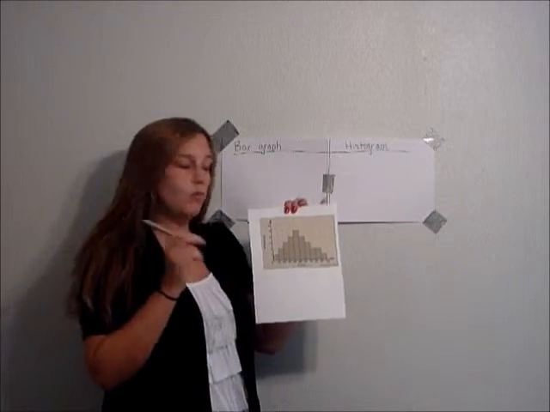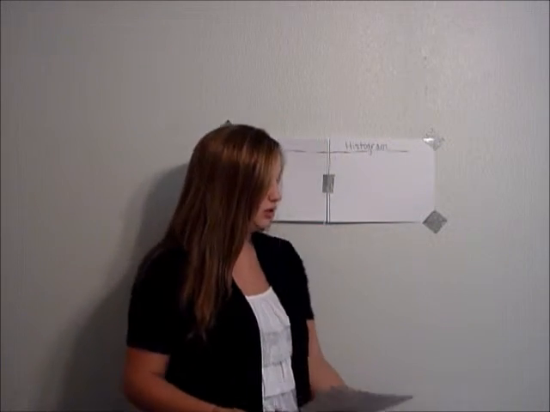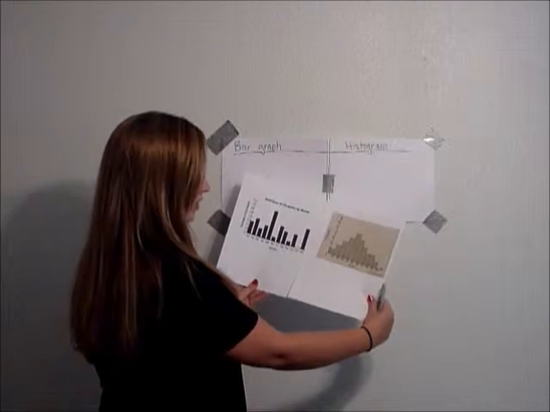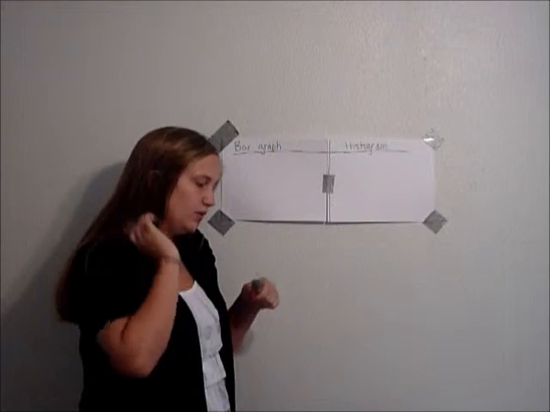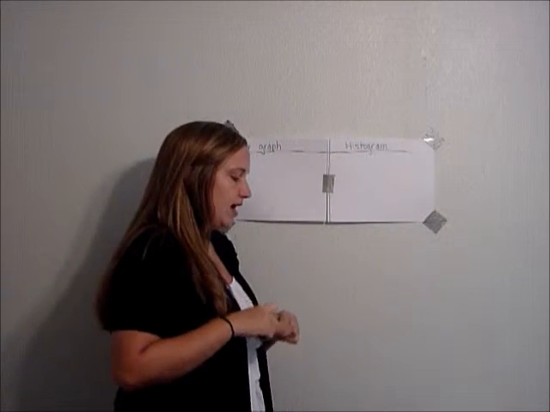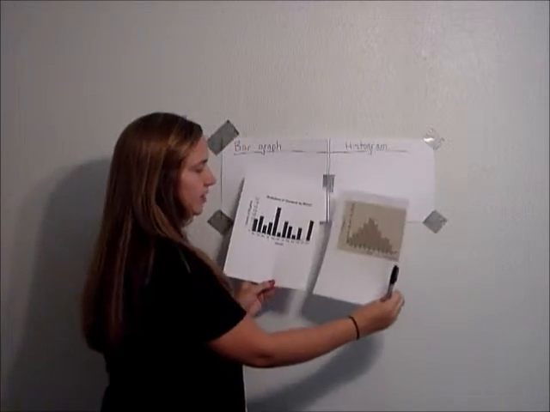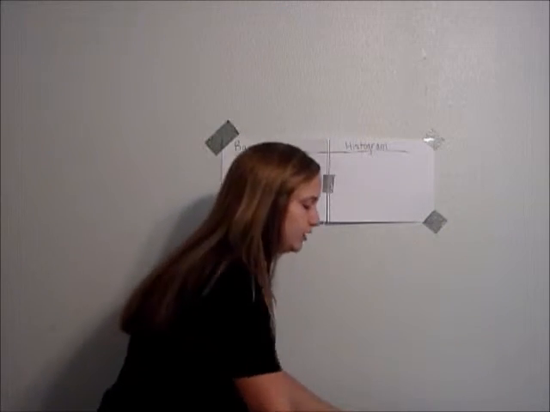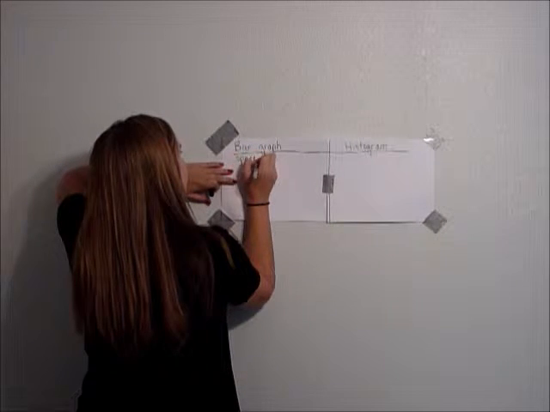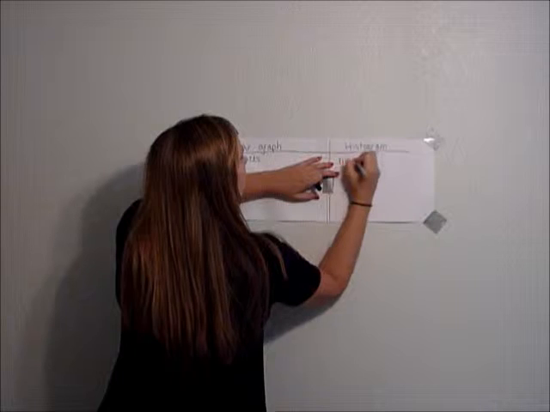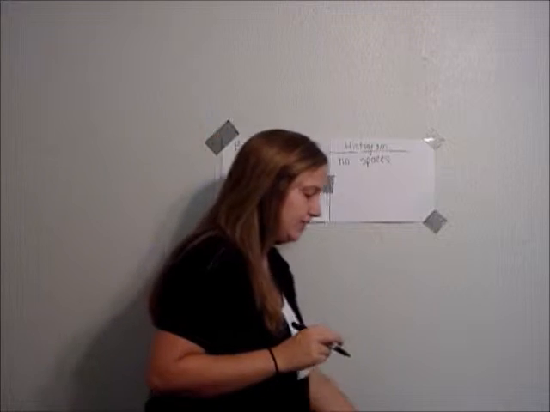So for a histogram, can anyone tell me any differences between the two graphs that I've shown you? Between these two? Okay, let's make a T-chart of the differences that y'all come up with between the two. Okay, so like I said, the bar graph has spaces, as the histogram does not have spaces in between the parallel bars. So we'll put spaces and no spaces. This is just a minor difference, but it is a difference, in fact.